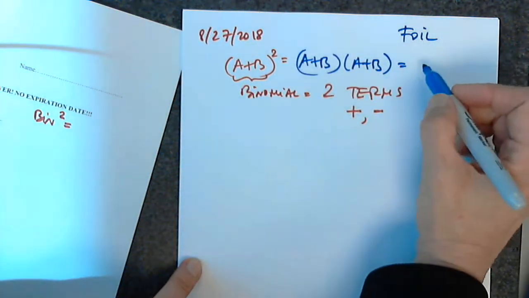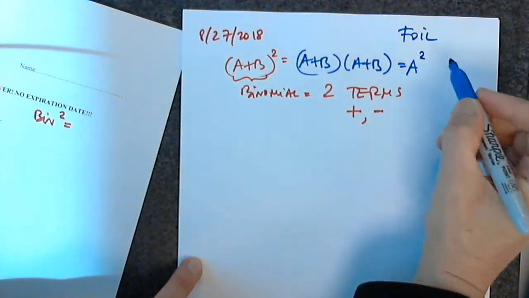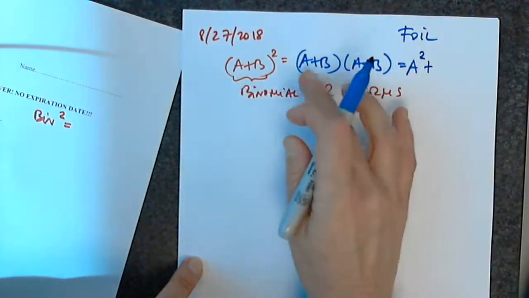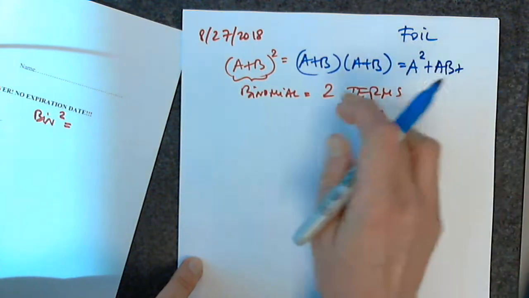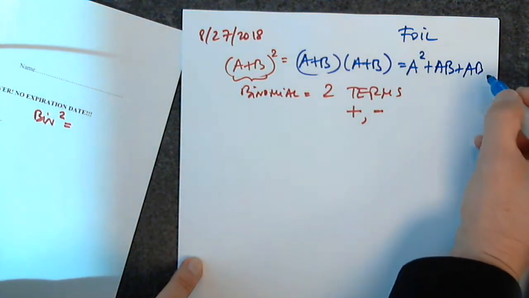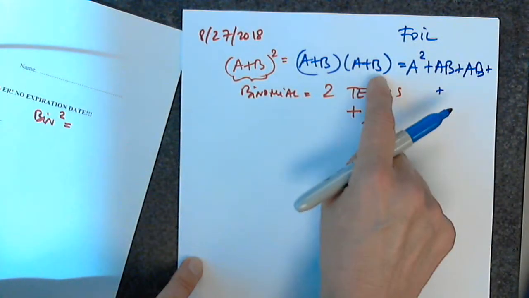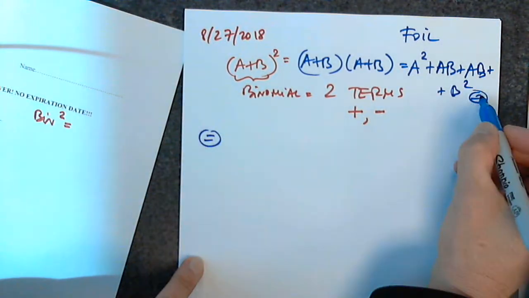It's a times a, which is copy the base and what happens to the exponents? Copy the base and add the exponents. Very good. So it's a squared plus a times b, which is ab, plus b times a, which is ba, or ab, they're the same, plus b times b, which is b squared. So then from here, I continue here.